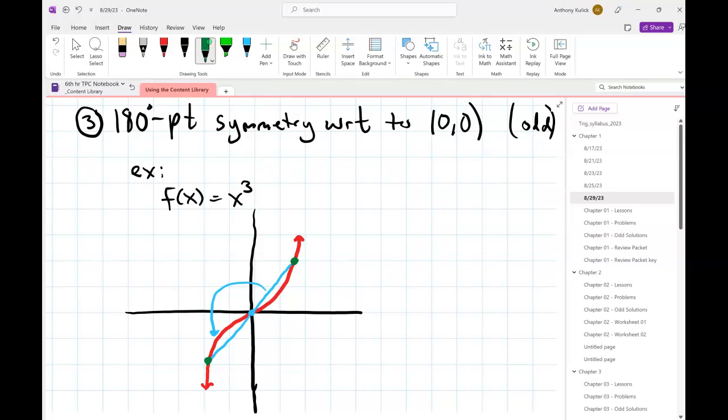The origin is like our point of rotation, that's where we're pivoting from, and then we're just spinning 180 degrees. Does it matter if I spin to the left or the right if I'm spinning 180 degrees? No, because it's just half a rotation, forward or backwards, ends up at the same spot. So if this is the point x comma f of x over here, this point down here, well, the x is negative because we're in the third quadrant, and the y is negative because we're in the third quadrant.